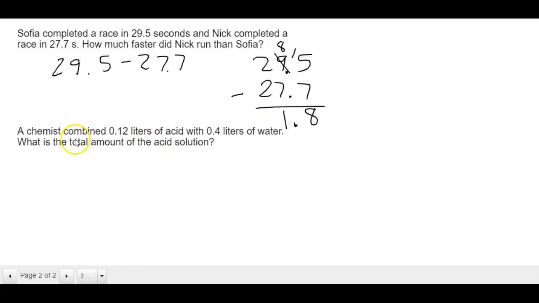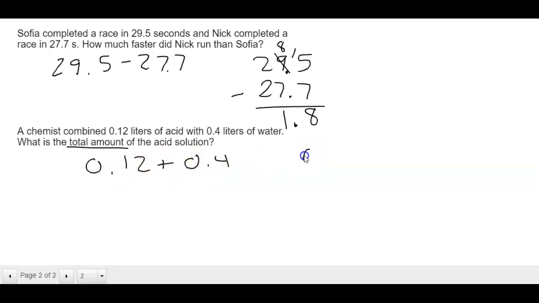The next question states a chemist combined 0.12 liters of acid with 0.4 liters of water. What is the total amount of the acid solution? So when they want total amount, this time it implies addition. We're doing 0.12 plus 0.4.